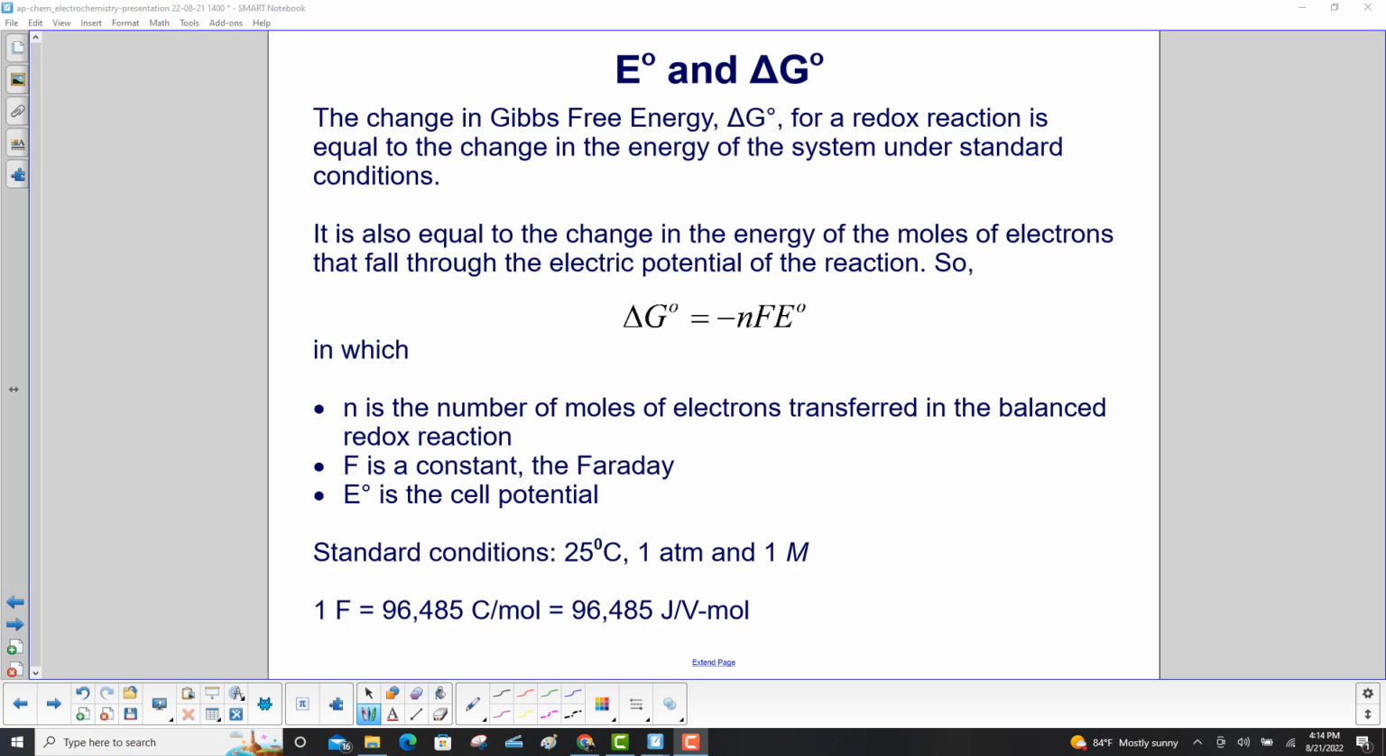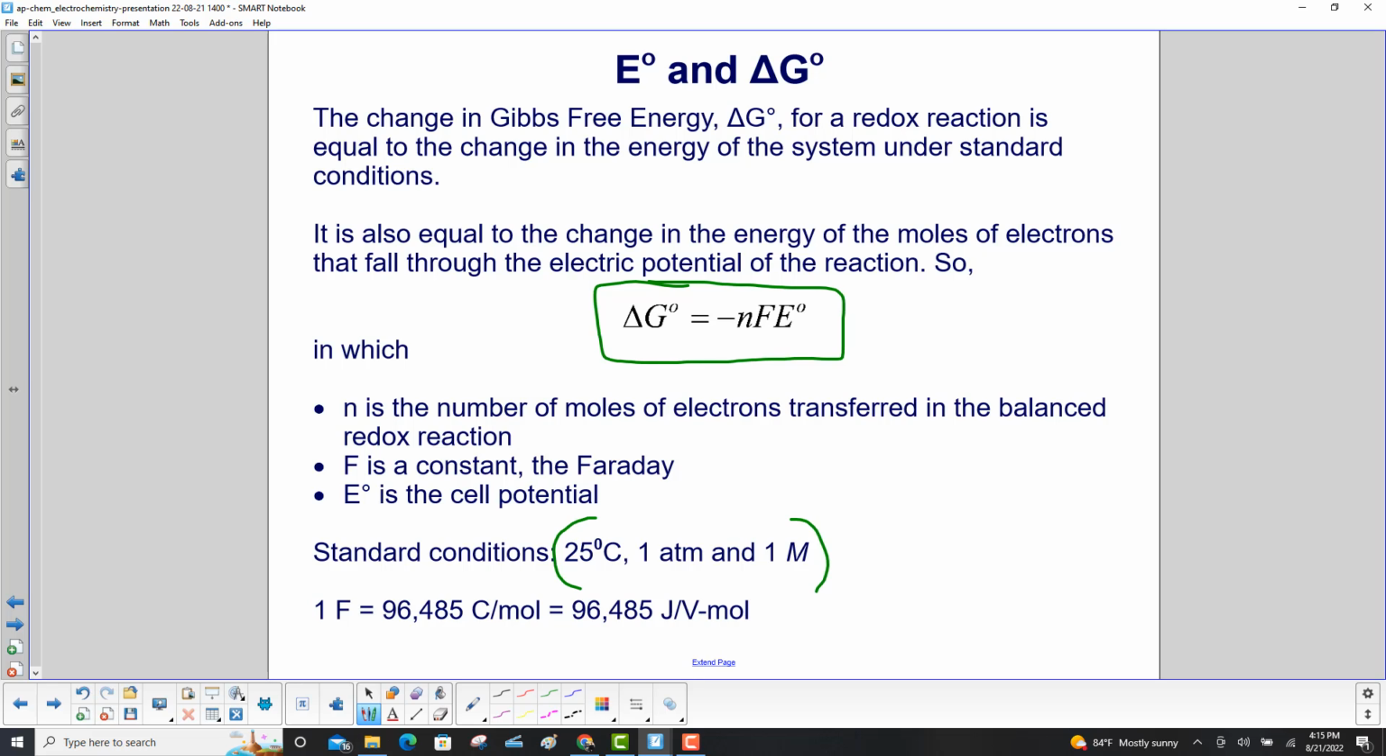redox reaction is equal to the change in the energy of the system under standard conditions. It is also equal to the change in the energy of the moles of electrons that fall through the electric potential of the reaction. So we have delta G0 is minus nFE0, where n is the number of moles of electrons transferred in the balanced redox reaction, which is balanced for both species and electrons. F is a constant, the Faraday. E0 is the cell potential. Standard conditions: 25 degrees Celsius, 1 atmosphere, and 1 mole.